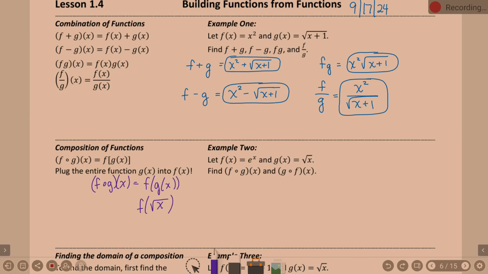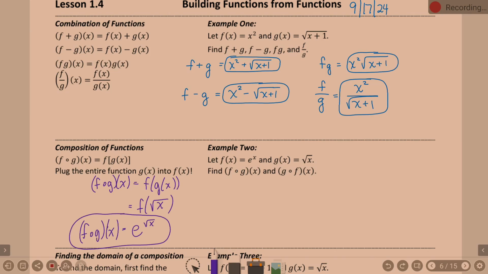So what's f supposed to be? e to the x. So instead of e to the x, we're going to say, what goes in place of x? e to the square root of x. Is that the answer? That is your answer for f composed with g of x.